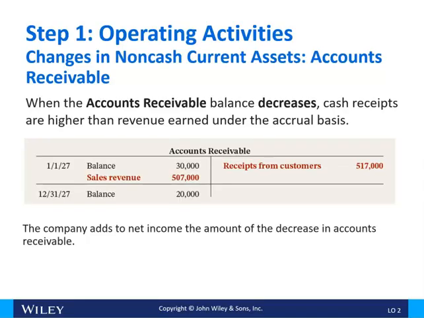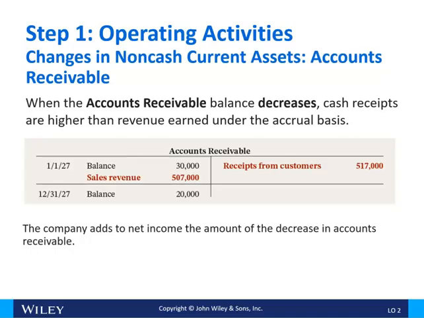Now we look at the non-cash current assets and current liabilities. So accounts receivable. When the accounts receivable balance decreases, cash receipts are higher than revenue earned under the accrual basis. So we're summarizing what happened in accounts receivable. We started with a balance of $30,000. We had sales revenue of $507,000. We assume that was all on credit, so it goes through accounts receivable. So we debit accounts receivable that amount.